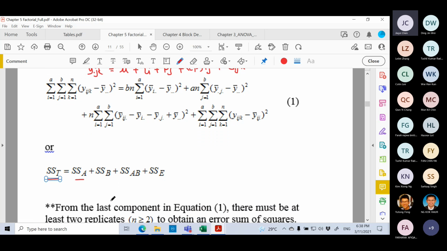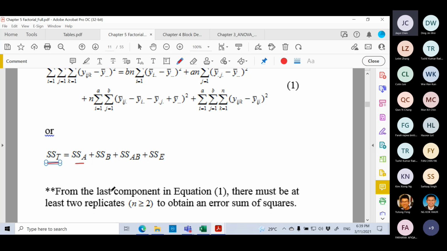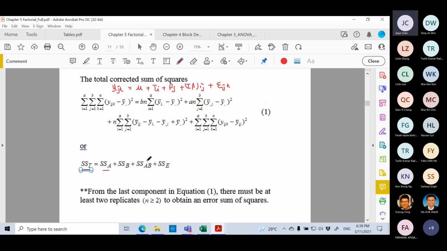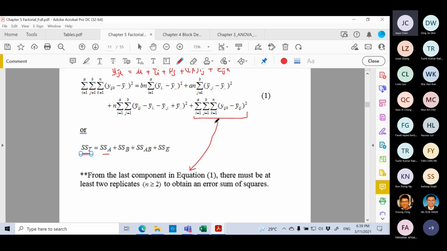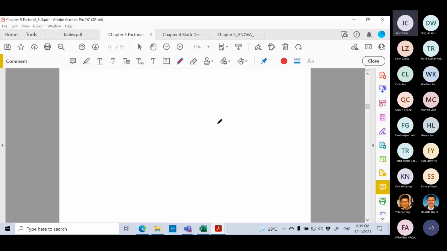Here I also mention another statement. For the last component in equation 1, you must have at least 2 replicates to obtain the error sum of squares. If you only have n equal to 1, then you can see whether you have this component or not. So let me show you the last component here.